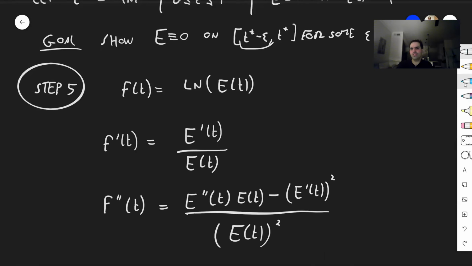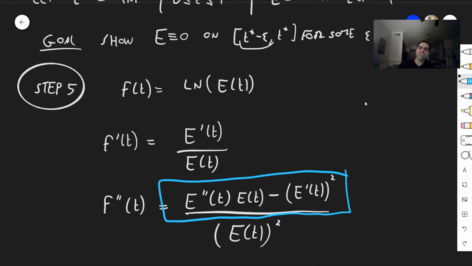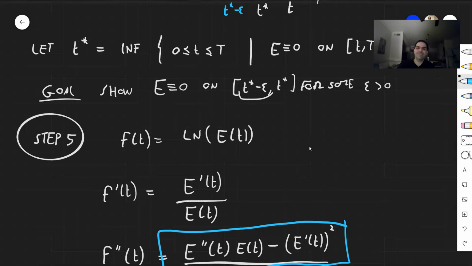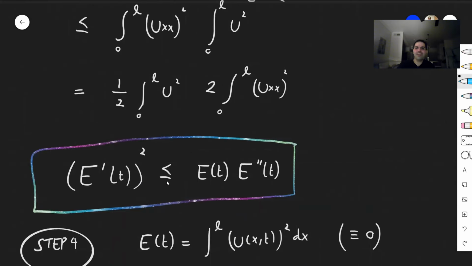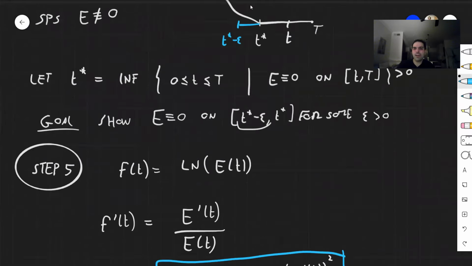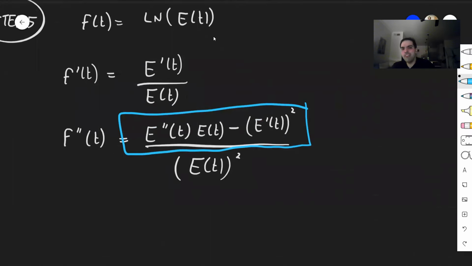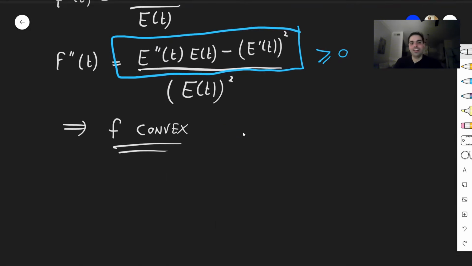And we just want to ask ourselves, man, if only there was an inequality that could tell us something about that. But wait a moment, let's scroll up a little bit. We found it. E prime squared is less than or equal to e times e double prime. So by the inequality above, we actually get that f double prime is non-negative. So in fact, f is convex. All right, so now we got that f is convex by the first definition of convexity.